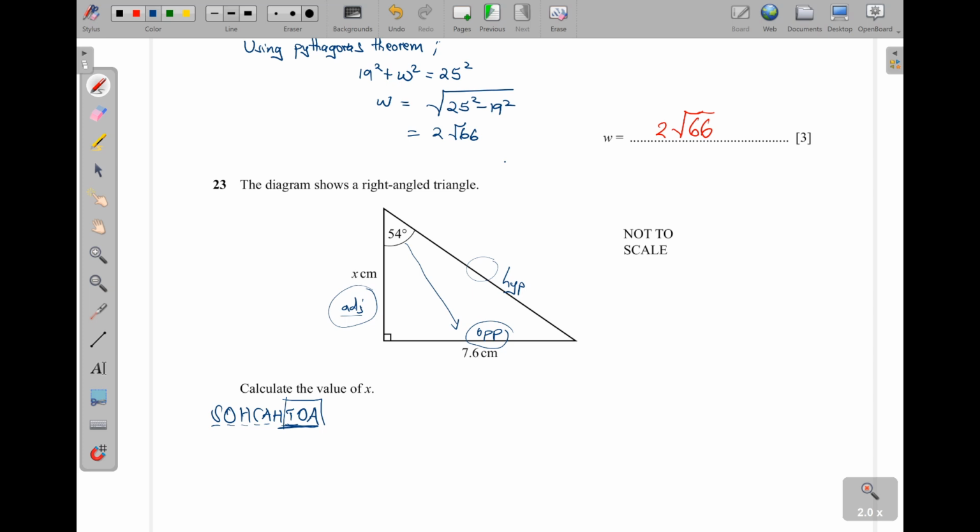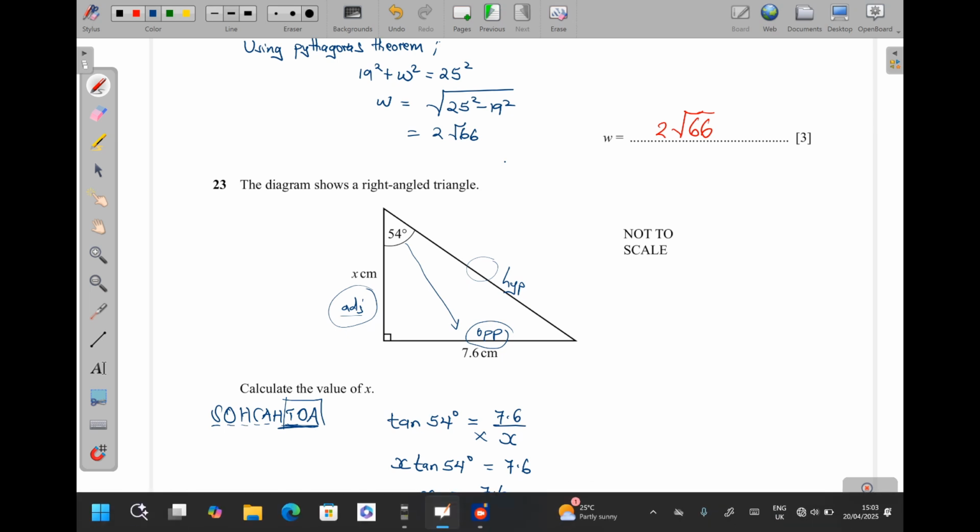So that means we are going to have tan of 54. You don't just write tan. It is a function of an angle. So tan of 54 is equal to the opposite, which is 7.6, then we divide by x. Now you can cross multiply. You have x tan of 54 equal to 7.6, and therefore your x is going to be 7.6 out of tan of 54.